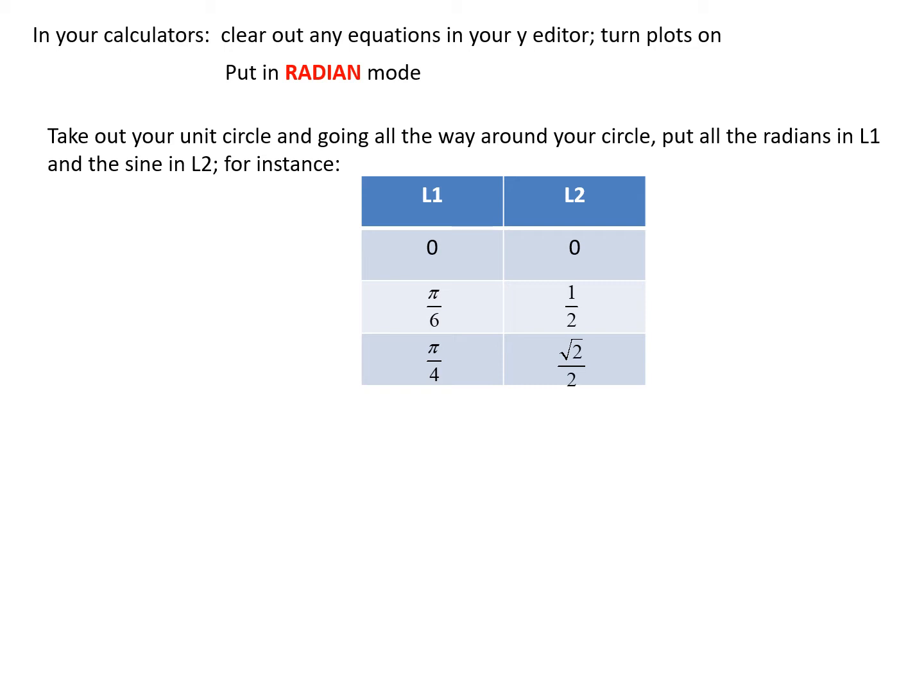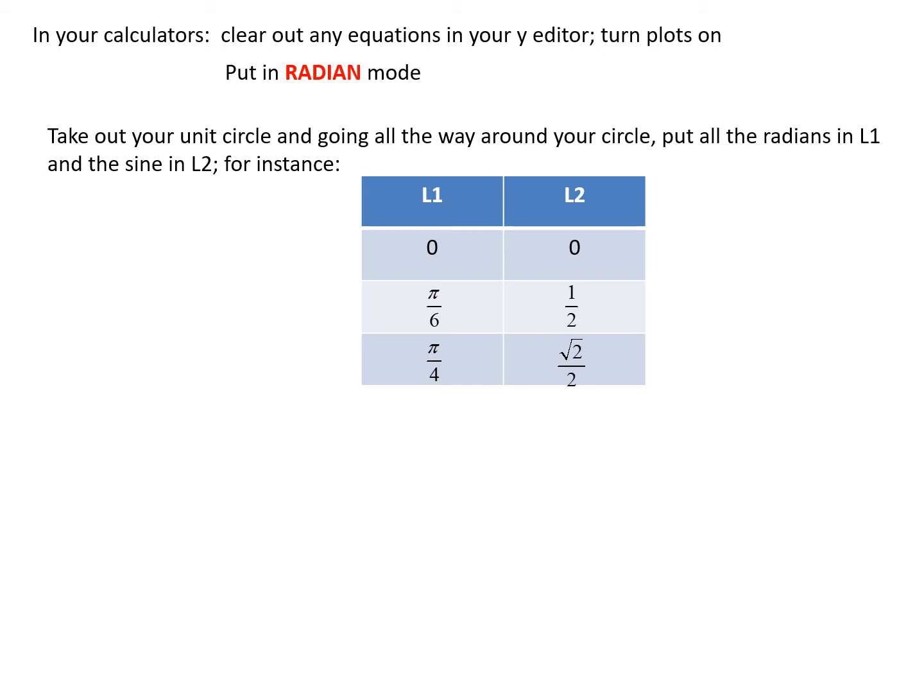All right, and then you're going to take out your unit circle and go all the way around your unit circle, and you're going to put all the radians in L1 and all the sine figures in L2. So for instance, if I start at 0, well, 0 is 0 radians and the sine is 0. If I go to the next one, which is pi over 6, the sine is 1/2. If I go to the next one, pi over 4, the sine is square root of 2 over 2. And I'm going to keep going around the whole unit circle and putting that in. It'd be easier if you had the unit circle in front of you.